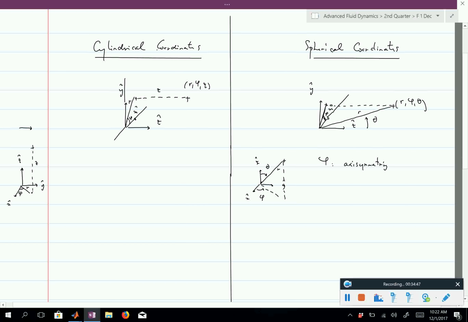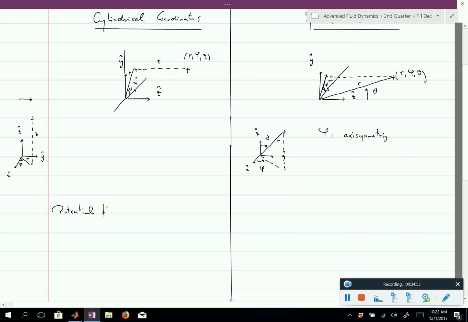So the potential flow. Once you have your potential phi, you know that your velocity u is equal to the gradient of the potential. In cylindrical coordinates, your velocity only has a component in the radial direction, and it has a component in the z direction. Your velocity never has a component in the hoop direction, because we have axis symmetry.